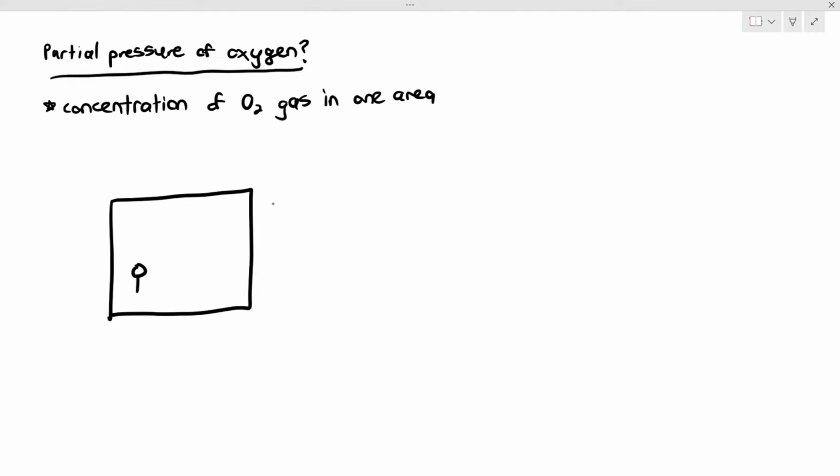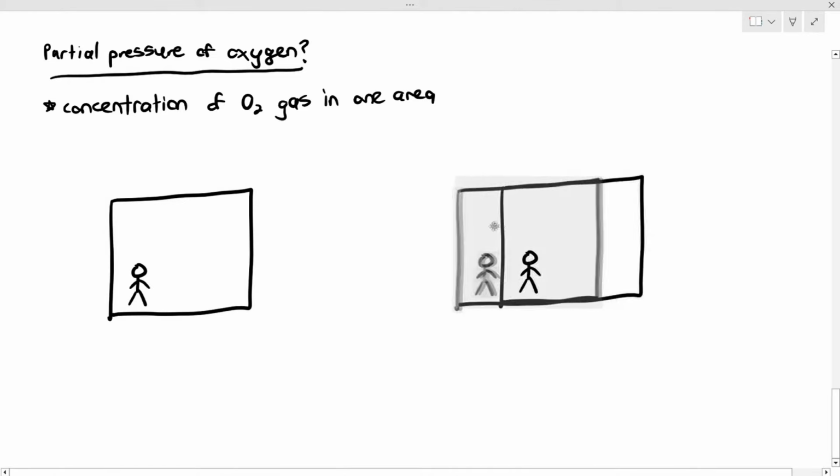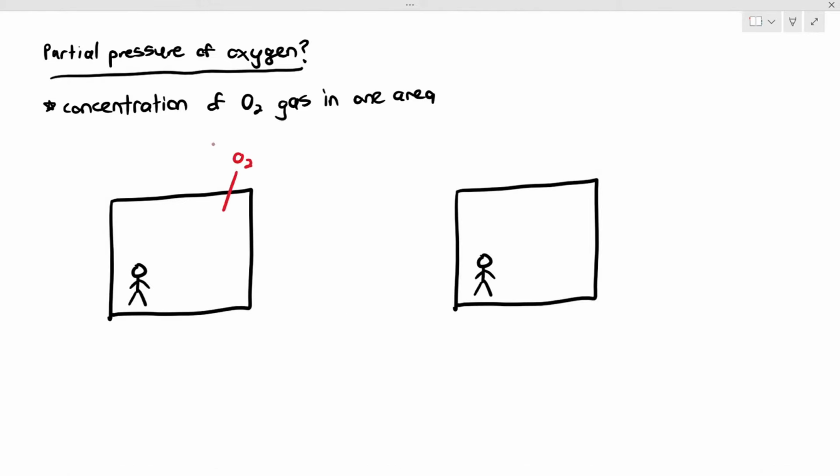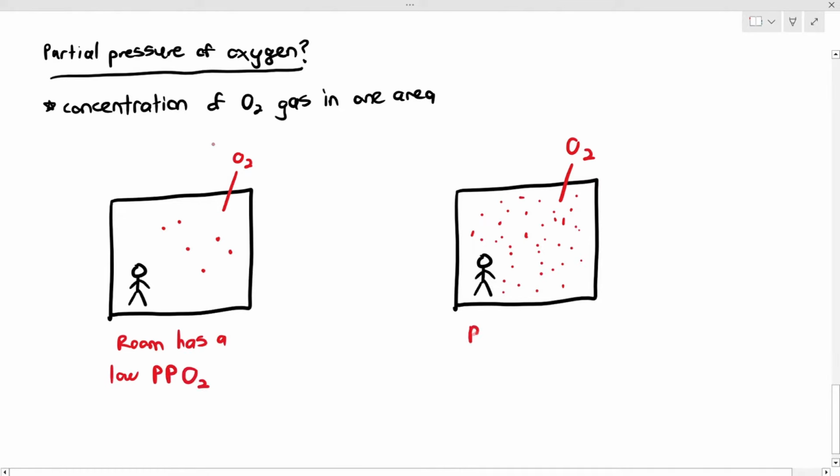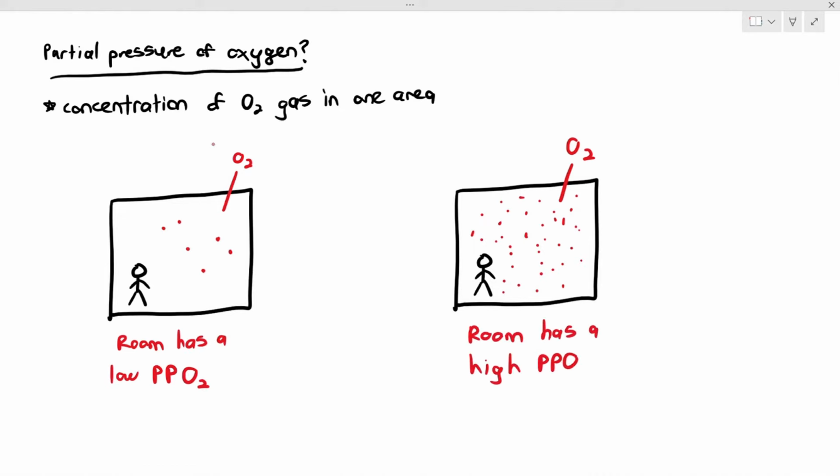For example, you are in a room and the room over here has low amounts of oxygen and the room on the right has a higher amount of oxygen. We can just say that the room on the left has a low partial pressure of oxygen and the room on the right has a higher partial pressure of oxygen. That's just basically what it means. Partial pressure of oxygen just means the concentration of oxygen in the air or in one particular area.